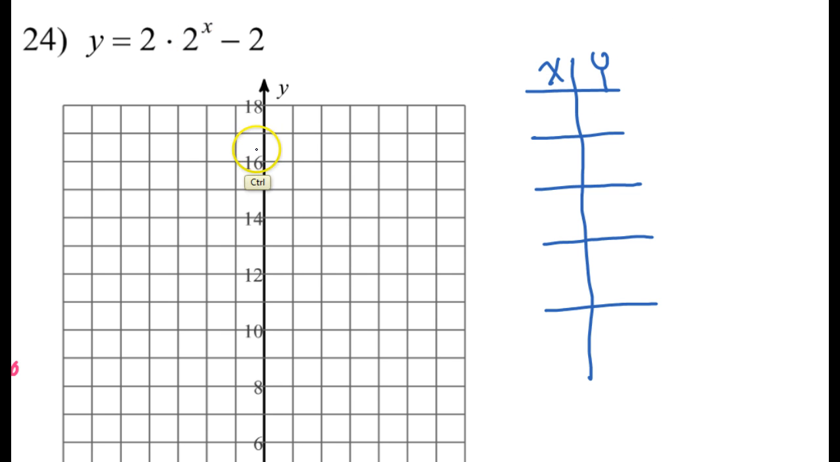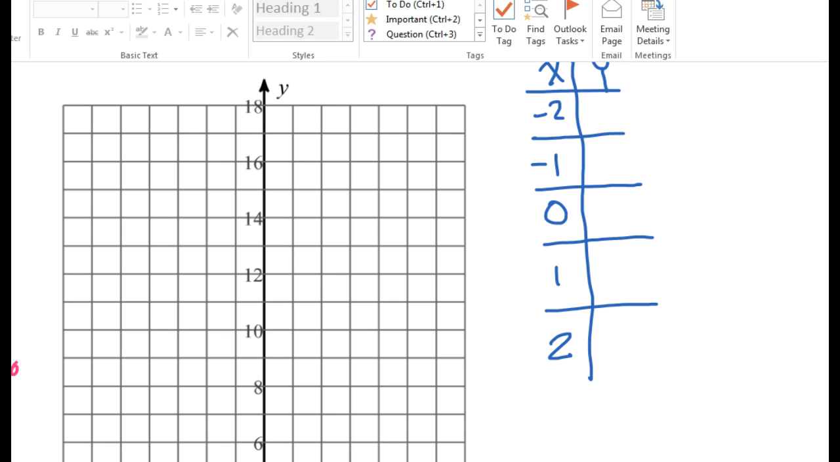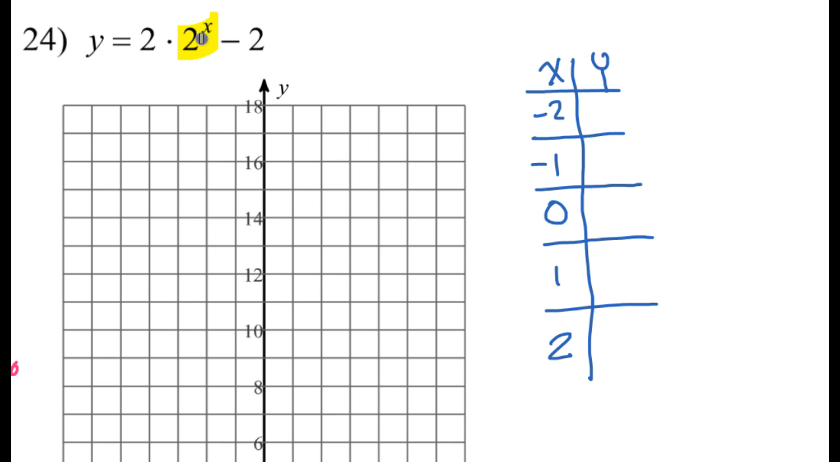Okay, who asked me to do this problem? When it is not a logarithm, we start with the x's like we always have since we were little. The x values that we always will use for exponential functions will be -2, -1, 0, 1, and 2. Start with the parent function, y equals 2^x. All right, start with that.